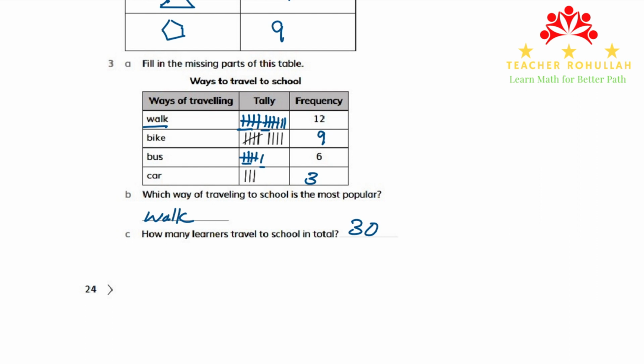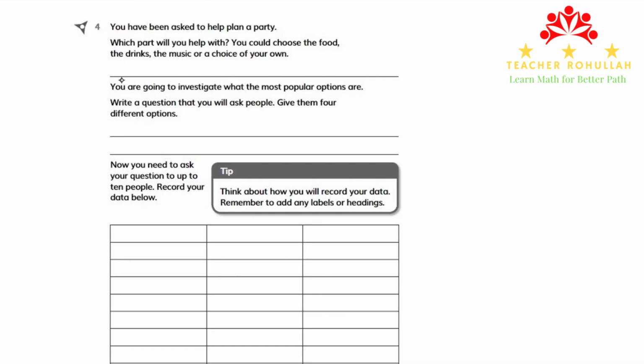We are done with question number 3 as well. Let's scroll down to move to question number 4. Question number 4 is a tricky question. In this question, it says, you have been asked to help plan a party. Which part will you help with? You could choose the food, the drinks, the music, or a choice of your own. Whichever you want, you can choose. Because it's up to me, I will choose drinks. So I will write, I choose drinks.